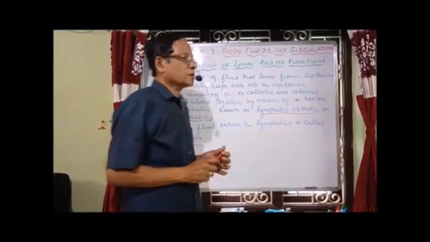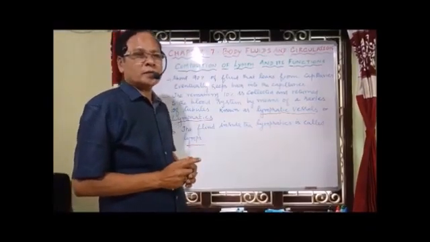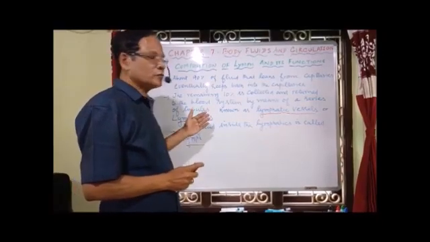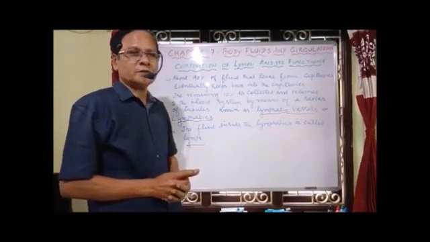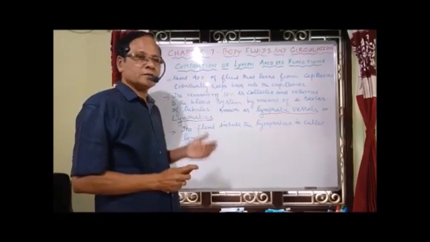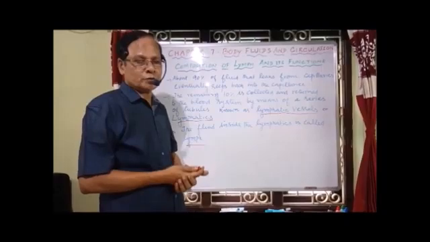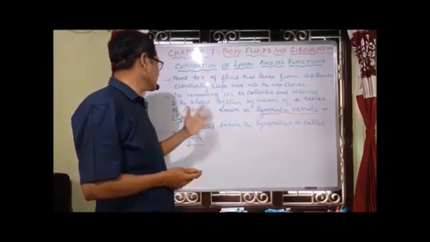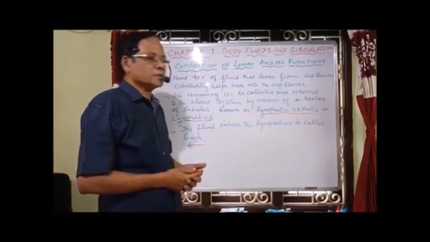Now let's see the composition of lymph and its functions. About 90% of fluid that leaks from capillaries eventually seeps back into the capillaries. What about the remaining 10%? The remaining 10% of fluid is collected and returned to the blood system by means of a series of tubules or ducts called the lymphatic vessels or the lymphatics. The fluid inside the lymphatics is called the lymph.